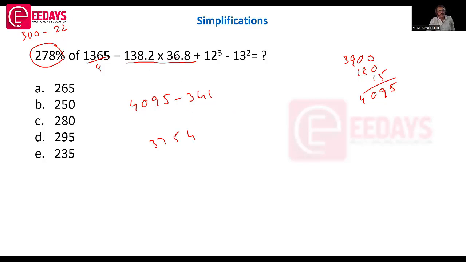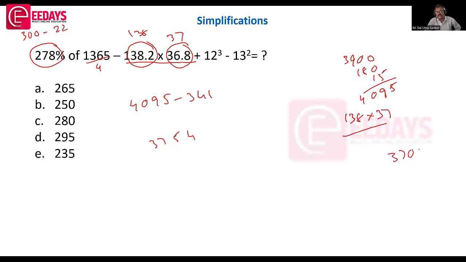Next, what is 132 into 36.5? Suppose this is equal to 37, let us take. And this is equal to 138. So 138 into 37, what is the answer? Here 37 into 38. ఇలా మనకి 138 క్యాలిక్యులేట్ చేయాలి.